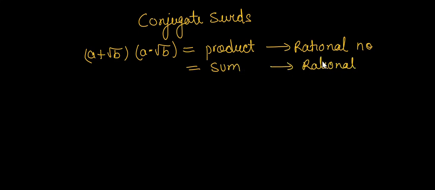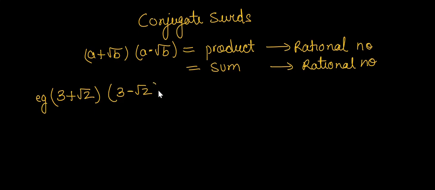So let's take one example. For example, I have an irrational number, that is 3 plus root 2. So the conjugate is going to have the same terms, that is 3 and root 2, but instead of plus it is going to have a minus sign here. So if they are conjugates of each other, they have to fulfill these two requirements, that their product should be a rational number and their sum should be a rational number. So we have to test one by one.